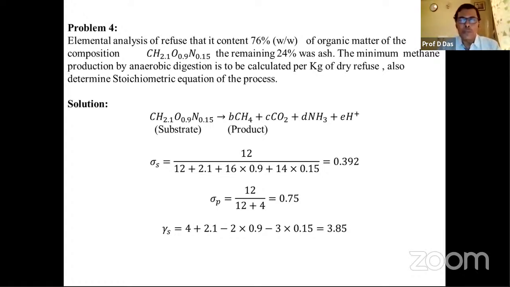Suppose your fermentation temperature is 30-33 degrees centigrade. Naturally, you have to have some kind of cooling arrangement. This is why the calculation of the amount of heat generation is very much required, to develop the proper environmental condition for the growth of the microorganism.